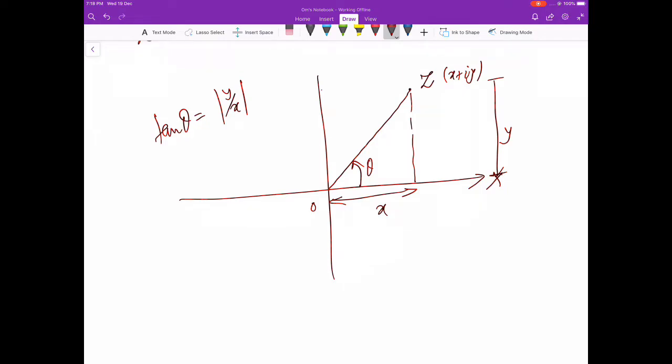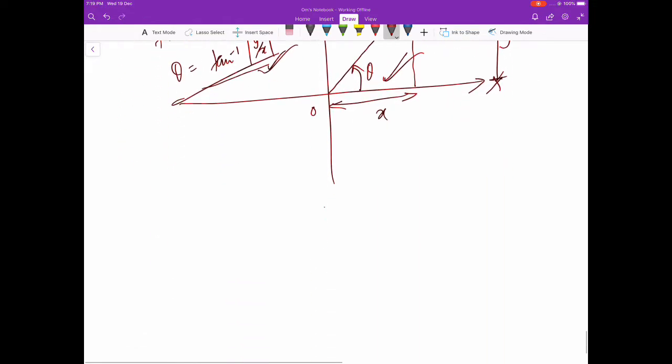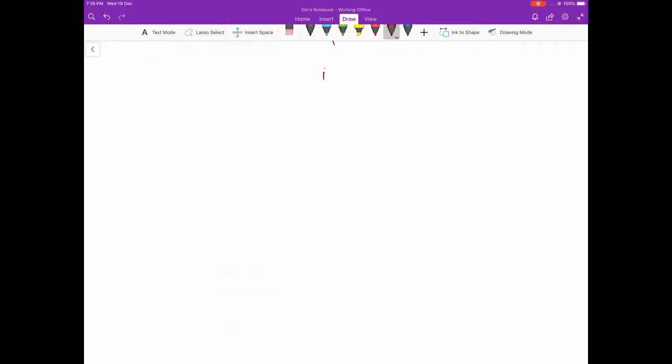So tan theta is mod of y by x, and from here we get theta equal to tan inverse mod of y by x. So in this case, this is the argument, simply tan inverse mod y by x. How to tell if it lies in the first quadrant? Obviously x and y will be positive. Fine. Now let's see what happens in the second quadrant.